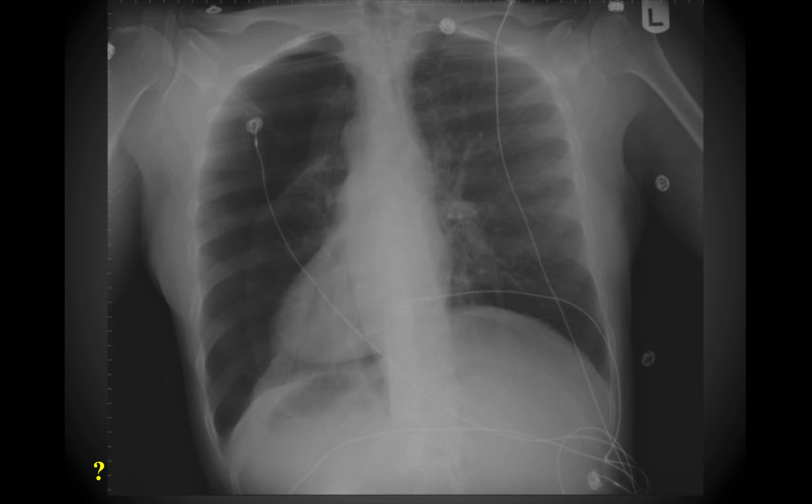Same thing with the aorta and all the other viscera, including in the abdomen. So again, the liver's over here on the left, and the stomach's over here on the right.